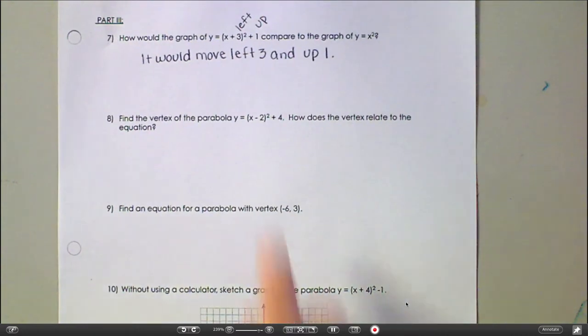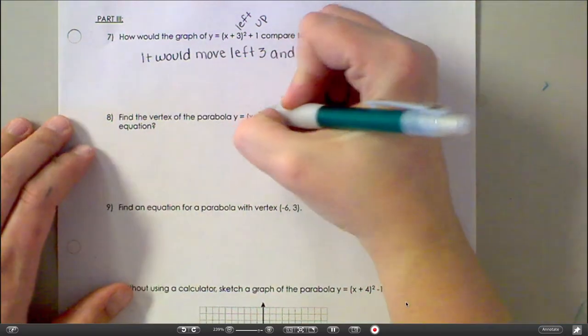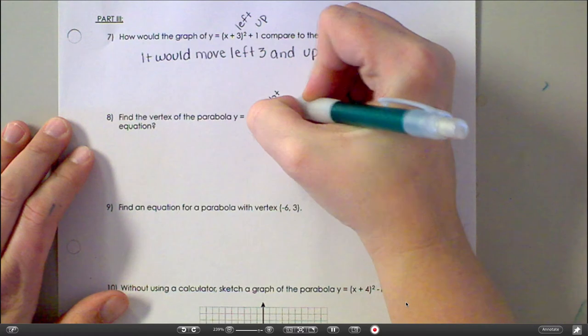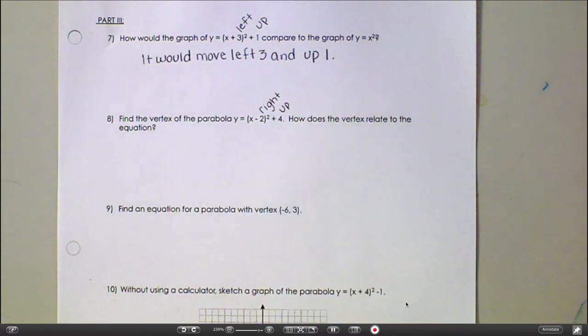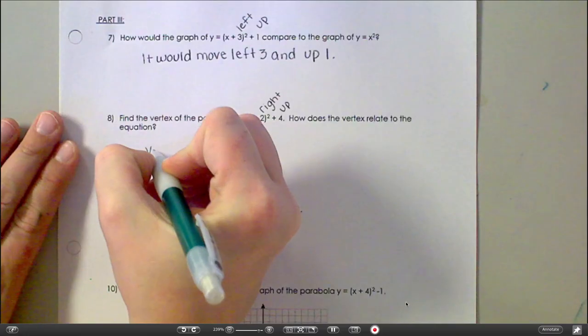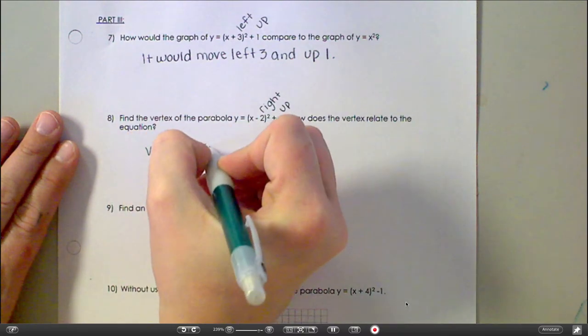Okay, how would this one move for number 8? Go to the right 2. Okay, it would go right 2 and up 4. So imagine yourself on the center of a coordinate plane, at 0, 0, and you move to the right 2 and up 4. What coordinate would that be at? To the right 2 and up 4. It would be at 2, 4. So the vertex of this new parabola would be at 2, 4.